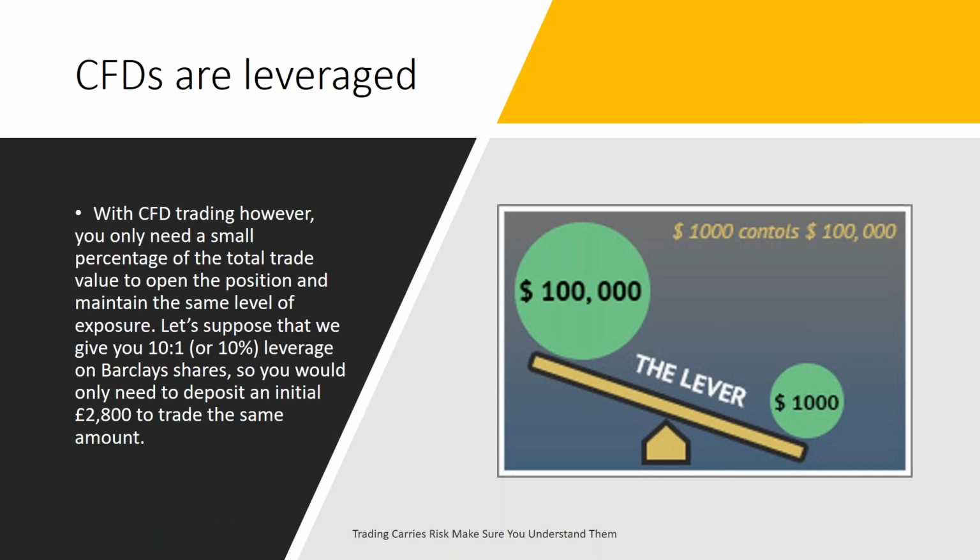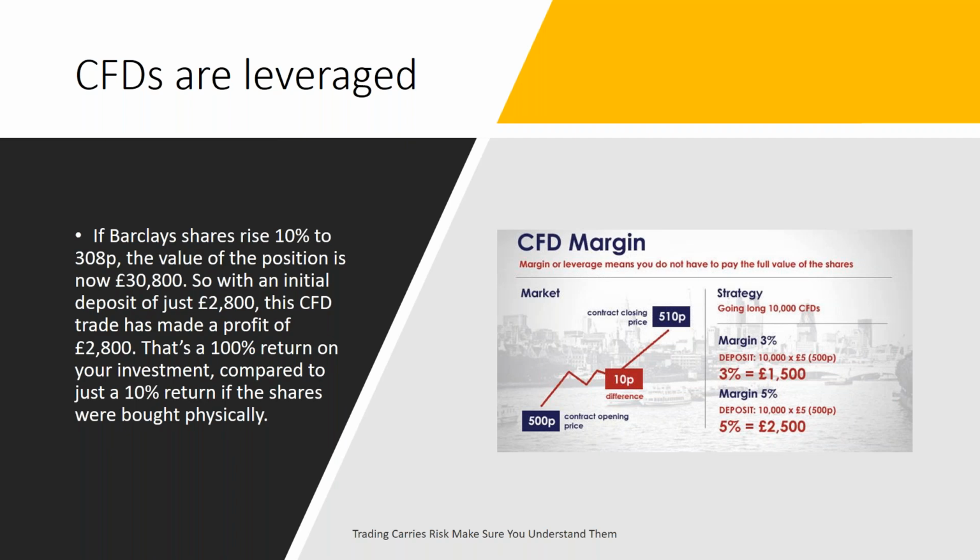If it goes against you, the loss is deducted from your account and the 2,800 pounds is released back into your account. So if Barclays shares rise 10%, just 10% to 308 pence, the value of the position is now 30,800 because you had 10,000 shares. Whether you bought them on leverage from CFD or you bought them from your stockbroker, the value now is 30,800 pounds.